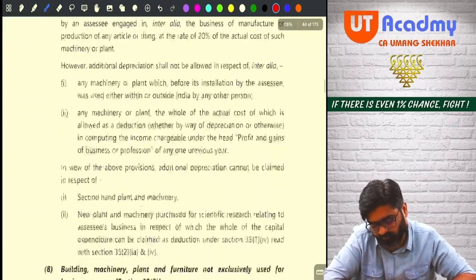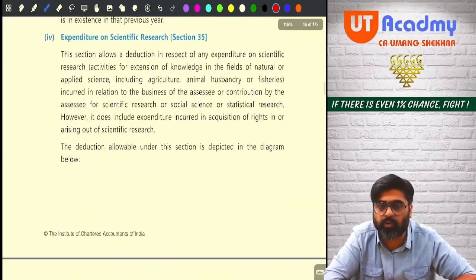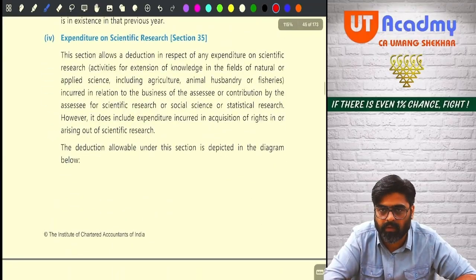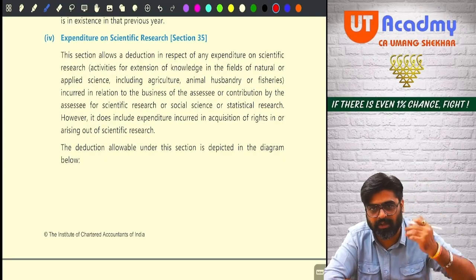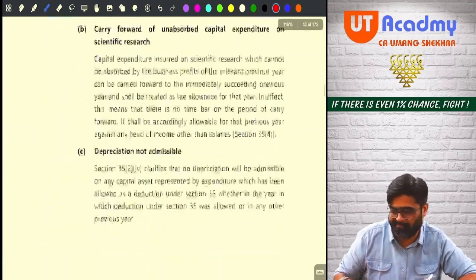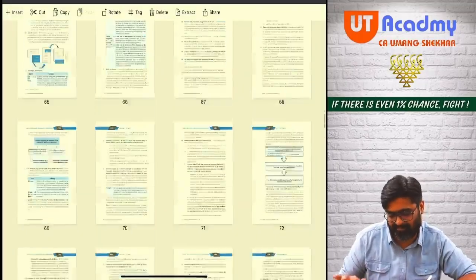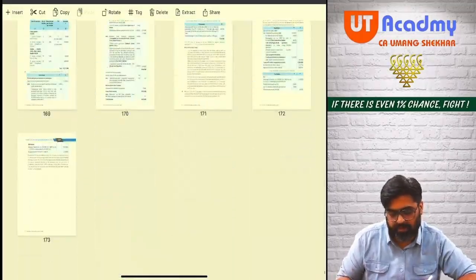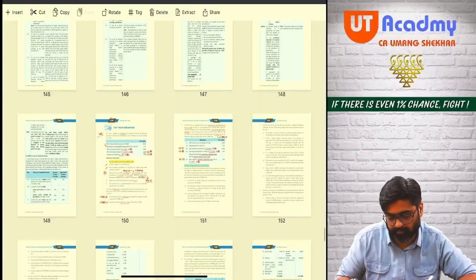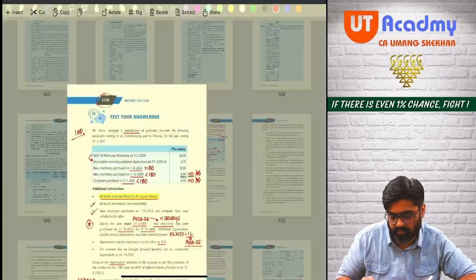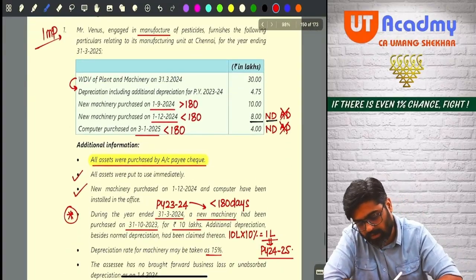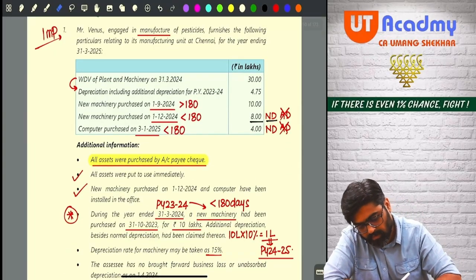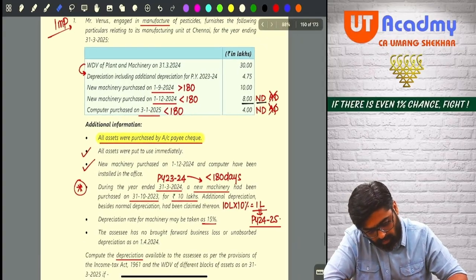Till illustration 4 we have covered. Now come to test your knowledge. Let's test your knowledge. In test your knowledge, come to question number 1. Mark this question important. Mark this question important.